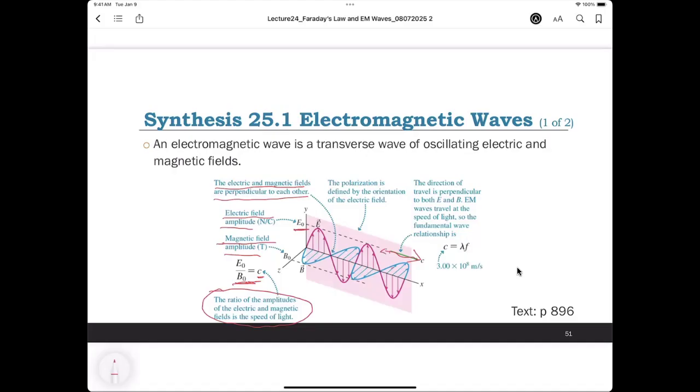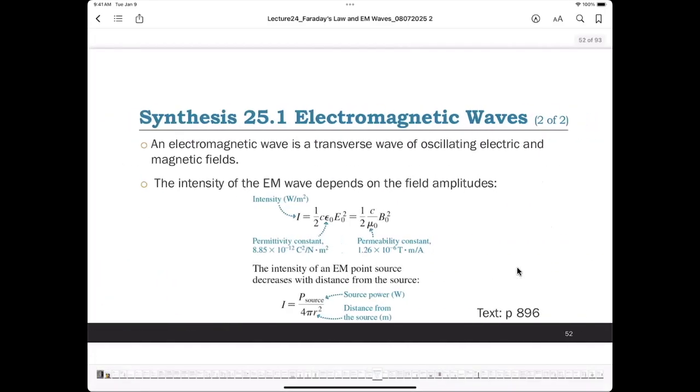So this is a transverse wave, and EM waves travel at the speed of light. The fundamental wave relationship is this one, as we talked about, and this is the speed of light in vacuum.